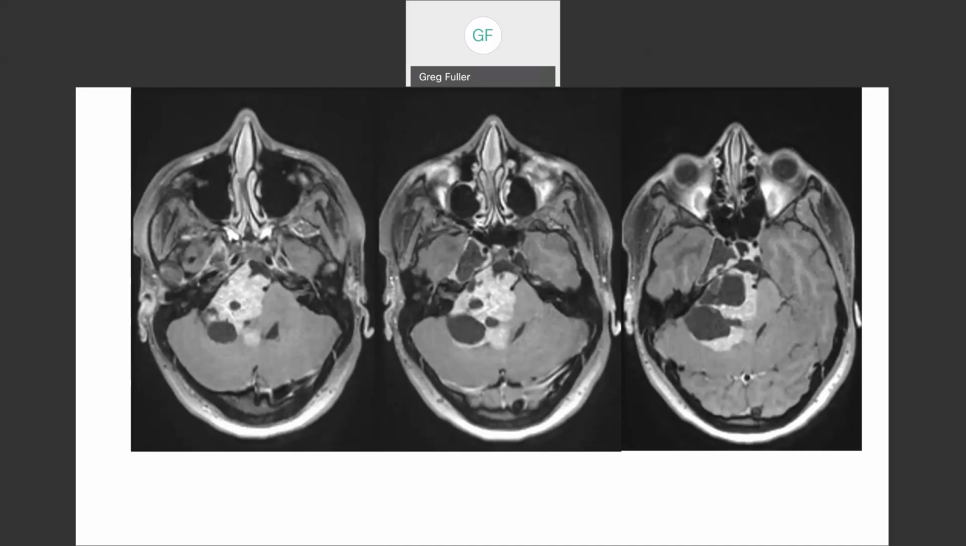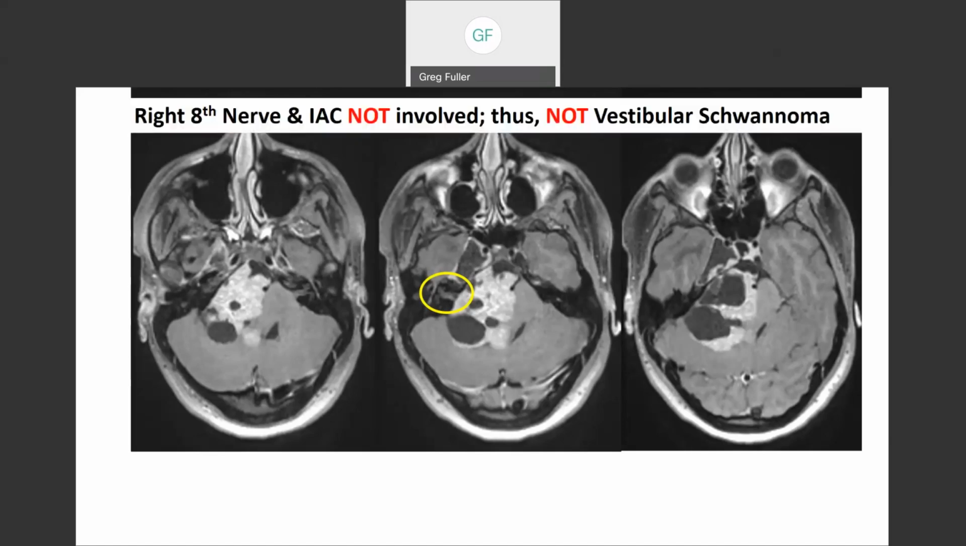For a cerebellopontine angle mass, what is your differential diagnosis? Vestibular schwannoma is the first 10 things on your list. What are you seeing right here in this panel? That is the 8th nerve on the right here where the mass is. And you can see essentially more or less a straight line going across the IAC, right, internal acoustic canal. Now, there is no involvement of the acoustic canal. So the right 8th nerve and IAC are not involved, so it's not vestibular schwannoma.